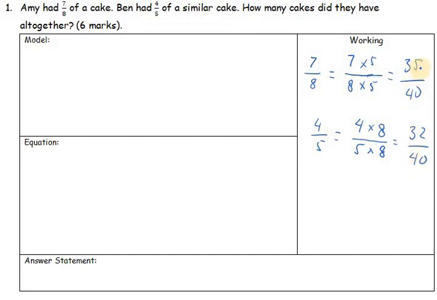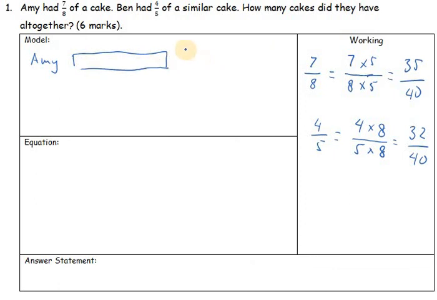Now, as you can see over here, we have the same denominator for both of the fractions. Let's just draw the model. After that, we have Amy. Amy is 7 out of 8, right? So the bar that we have over here should be longer, because you see 35 out of 40 compared with 32 over here. So we just try to draw it over here.